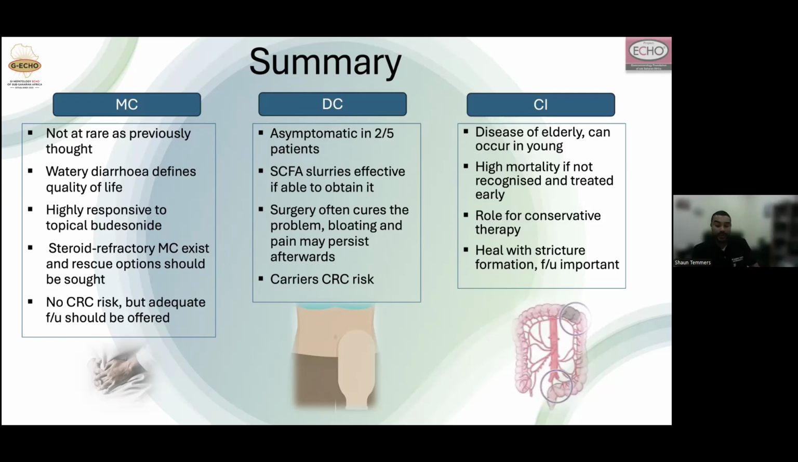Conservative therapy, when implemented correctly, has excellent outcomes, and these patients will heal with some form of scar tissue that will require some form of intervention at a later point in time. Therefore, follow-up is important in these patients. And I'm going to leave you with that, and I'm going to end my talk there.